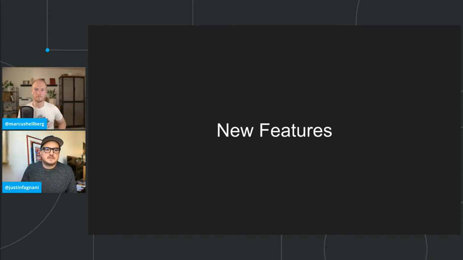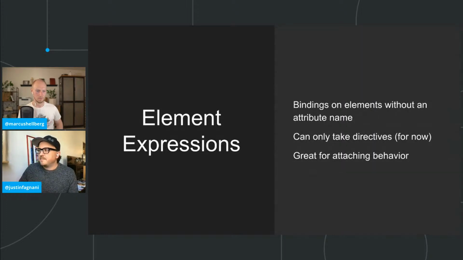Okay, so let's get into the new features then. What have we added here? The first thing that's kind of small but very nice are what we call element expressions. So in Lit 1, there are two types of expressions. There's attribute expressions and text position or child node position expressions. And attribute expressions have to have an attribute name.